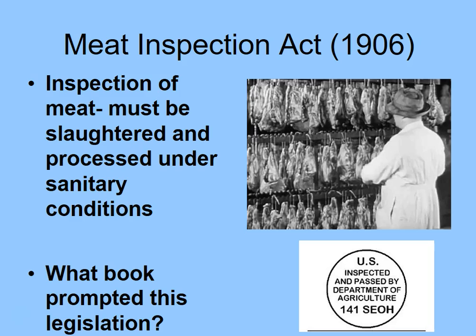And the next one is the Meat Inspection Act. We talked about this one as well. This was the inspection of meat, as you can see in the picture here. So the meat had to be slaughtered and processed under sanitary conditions. And remember what book prompted this legislation? Hopefully you remember it was The Jungle, written by Upton Sinclair. Okay, so again, protecting the consumer.